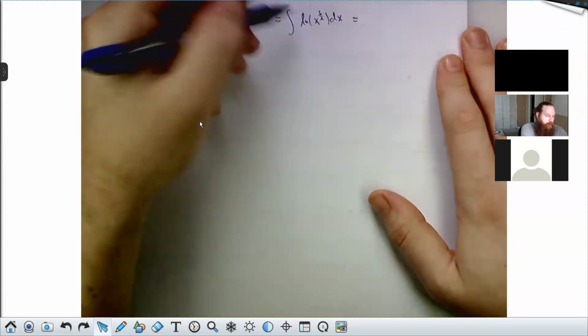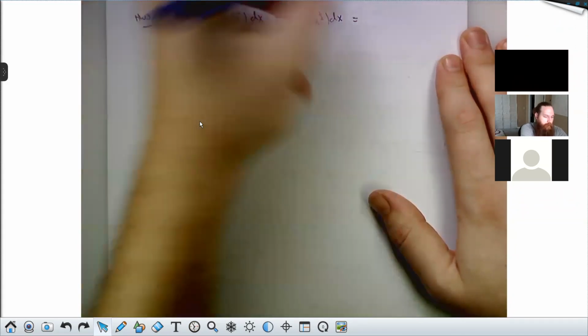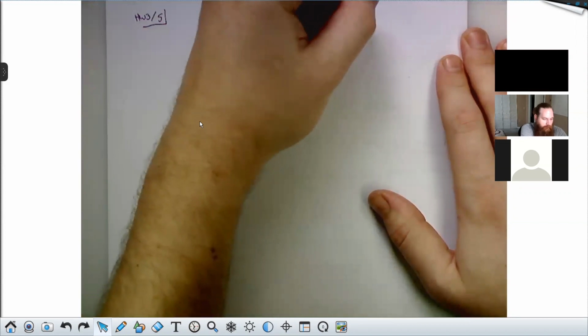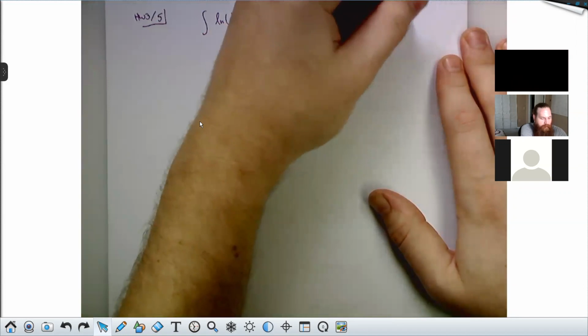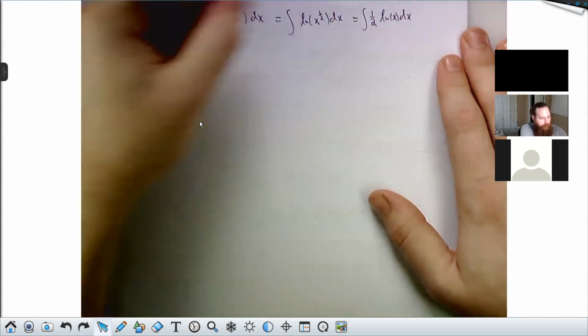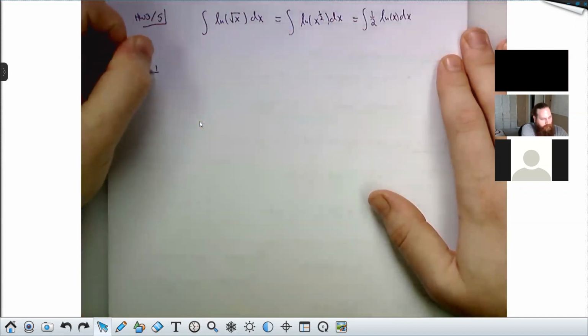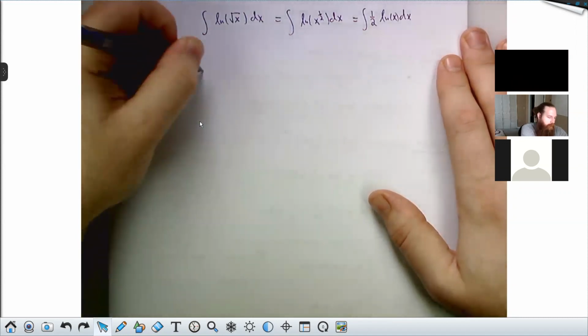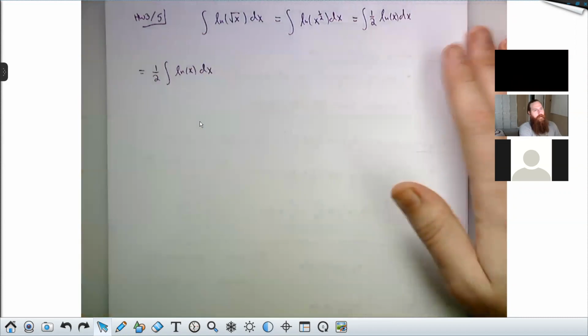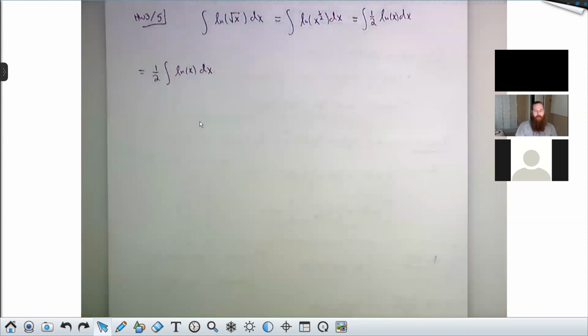And then, by the rules for logarithms, this power can come down front. So this is the same as the integral of 1/2 ln x dx. That's the same as 1/2 the integral of ln x. And we did the integral of ln x last time we met, on Wednesday. This is a straightforward by parts problem.